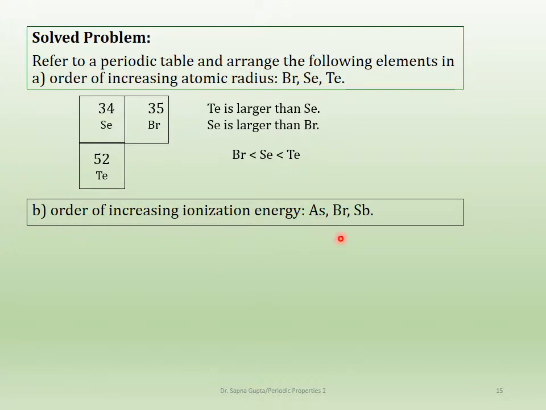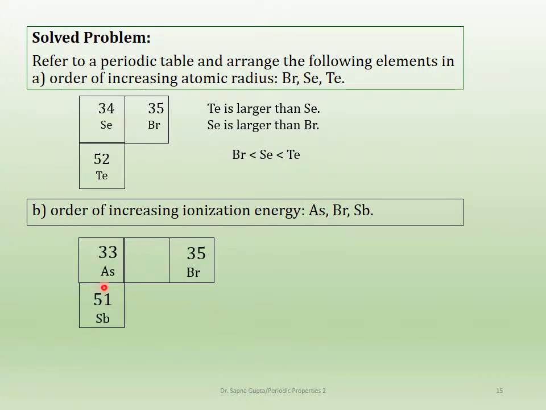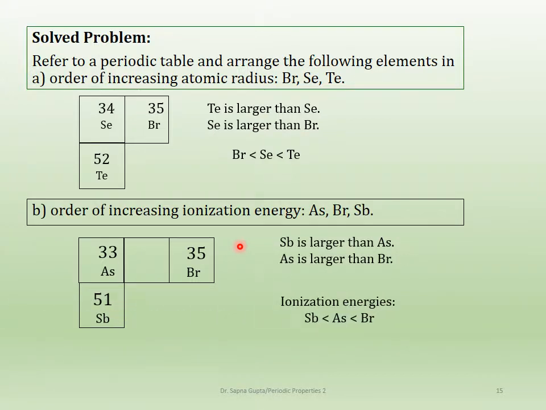And then here is the ionization energy trend. Again, you identify where your elements are on the periodic table, and then look at your trend: as you go across, the ionization energy increases. As you go down, ionization energy decreases, which means that Sb, which is antimony, is going to have the lowest ionization energy, and bromine is going to have the highest ionization energy. There's your trend. Bromine has the highest ionization energy, and antimony has the lowest.